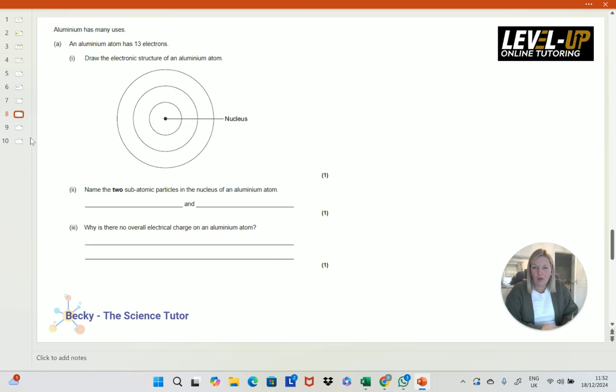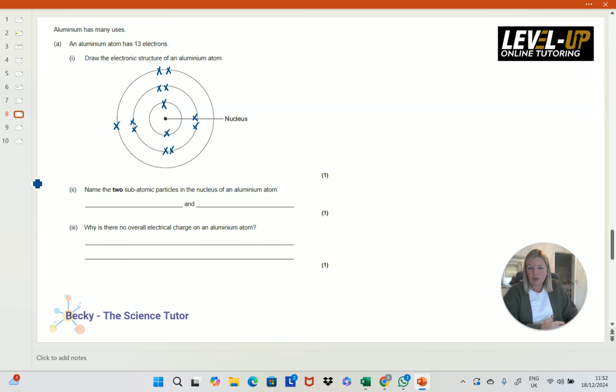Okay, so here's a slightly higher level question, combining a little bit of both atomic and electron structure. So here we've got aluminium. It tells us that it's got 13 electrons, and to draw the structure, we start in that inner shell, 2 in the first shell, I can place 8 in my second. That gives me a total of 10 so far, and I've got 13, so I'm just going to pop another 3 somewhere on that outer shell.